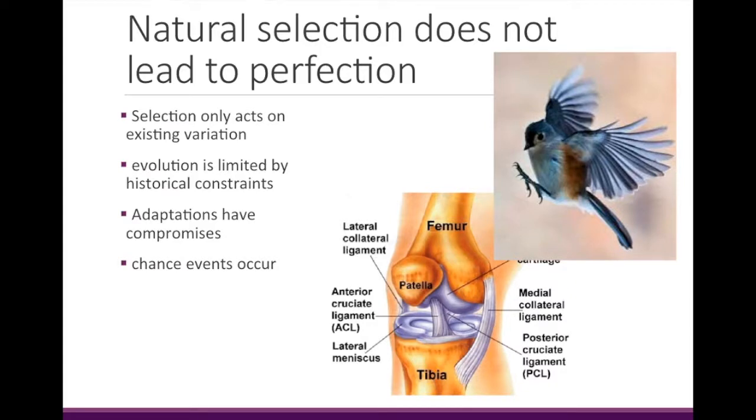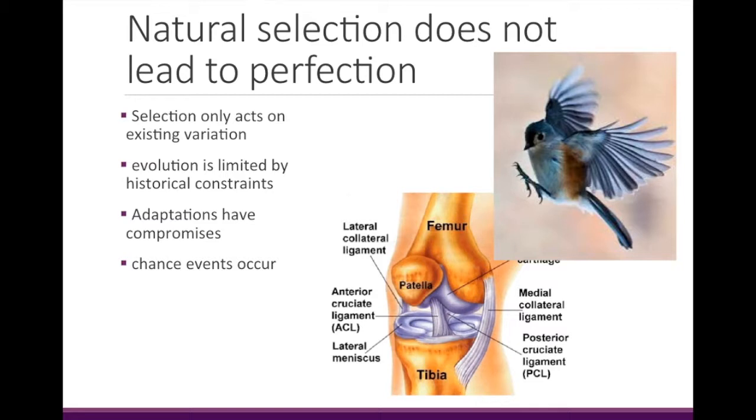Natural selection does not lead to perfection. Natural selection cannot make perfect organisms. It only selects for variation and traits that already exist, so it cannot invent new adaptations that may be better suited to an environment. Natural selection has to work within its historical limits.